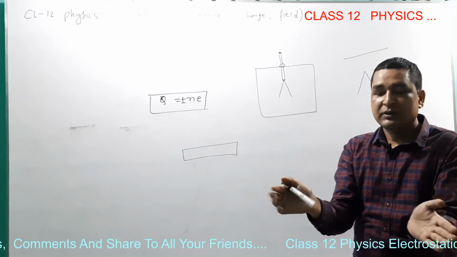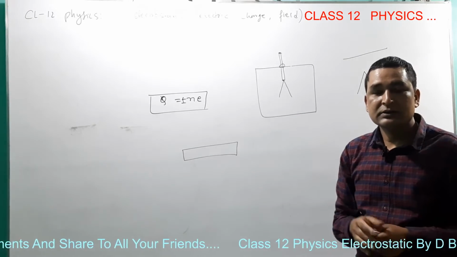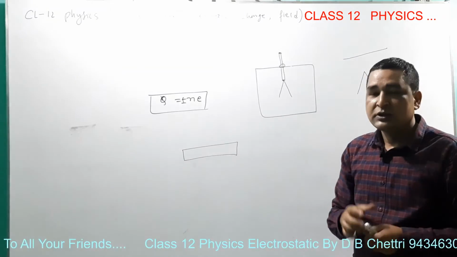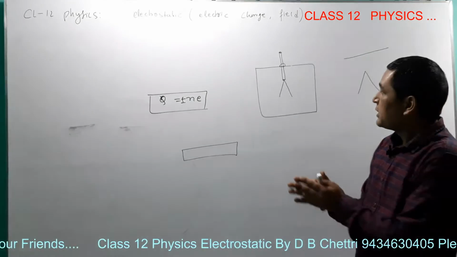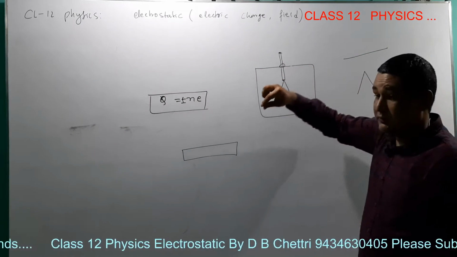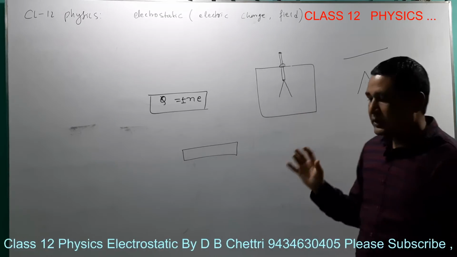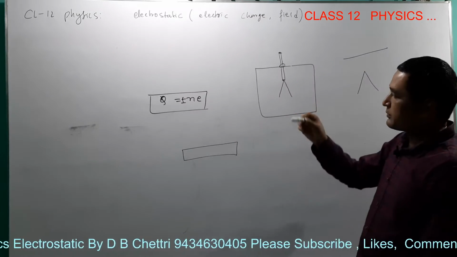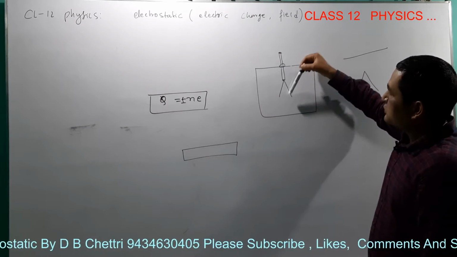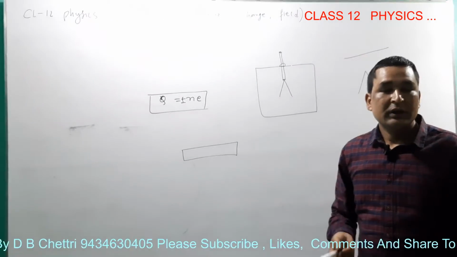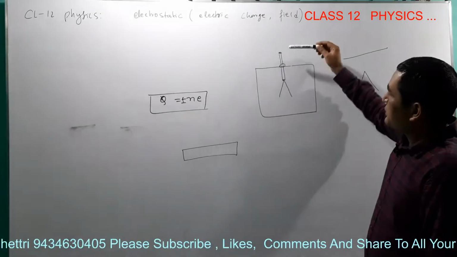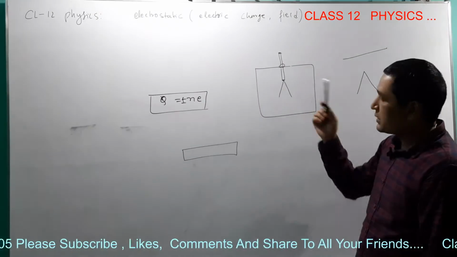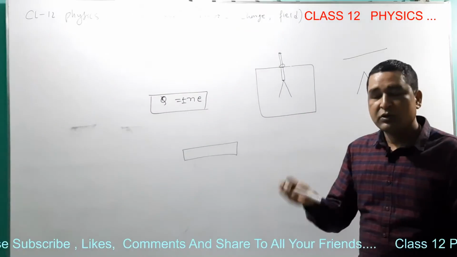If the divergence is more, that means the body's charge strength is more. If the divergence is less, then the charge strength is less. The divergence depends on the deflection of the leaf. You can make this device at home also. If a body touches here and it does not show any divergence, that body is electrically neutral or uncharged. If after touching, the gold leaf shows some divergence, that means the body is charged. So this is a device to check whether a body is uncharged or charged.